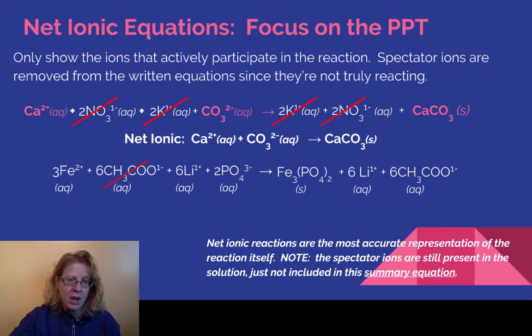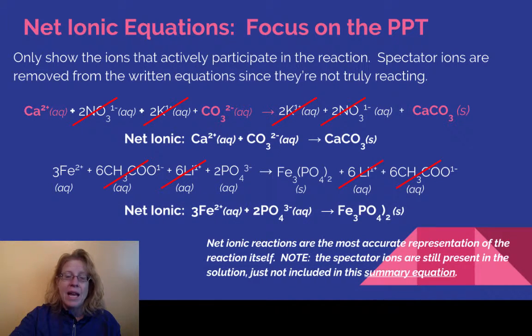Ready? So our 6 acetates are present on both sides, so we can cancel them out. And the other one that cancels out is our 6 lithium ions. There they are. They're gone. So really our final equation, the net ionic equation, is just 3 irons plus 2 phosphates to make Fe3(PO4)2. There it is. Net ionic equation.